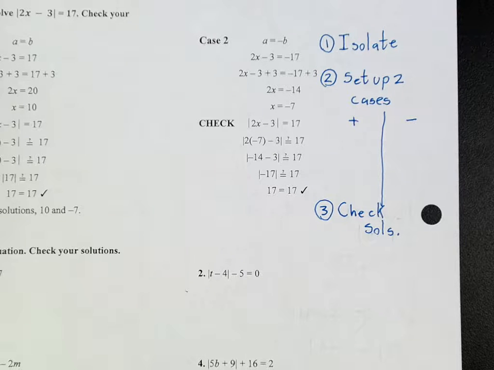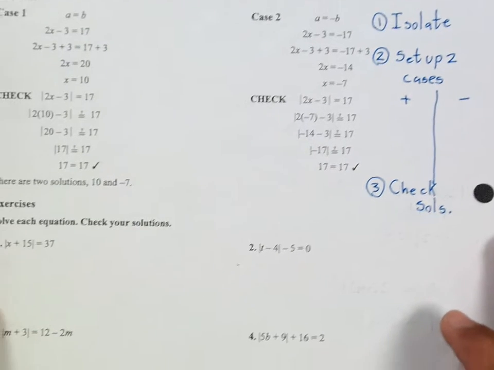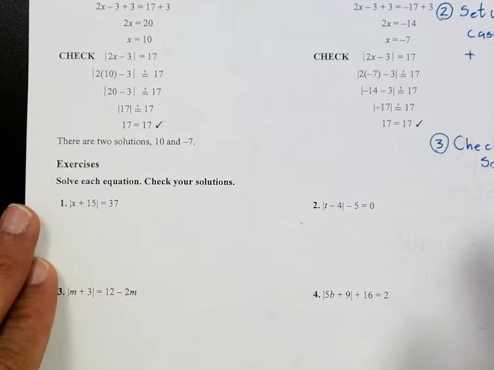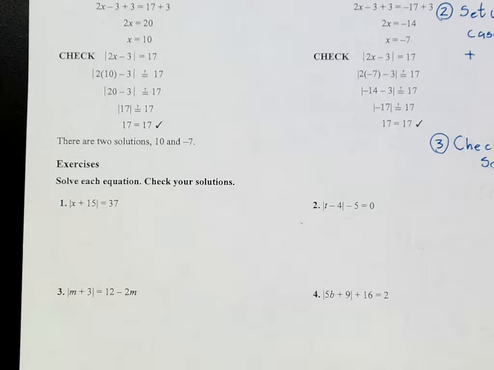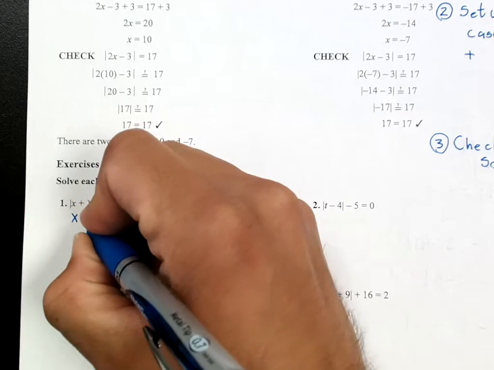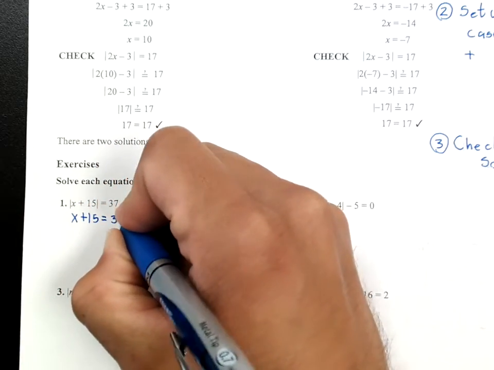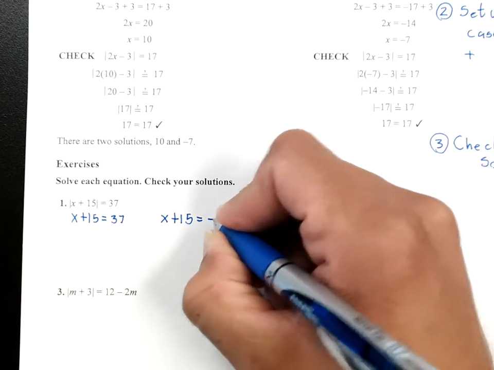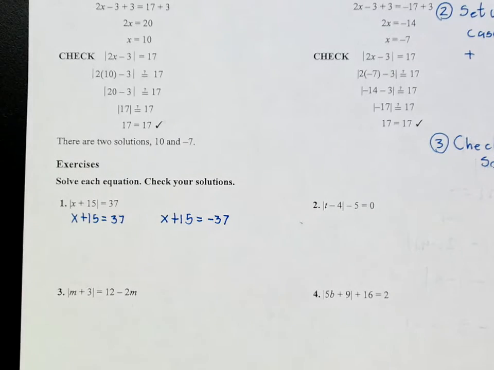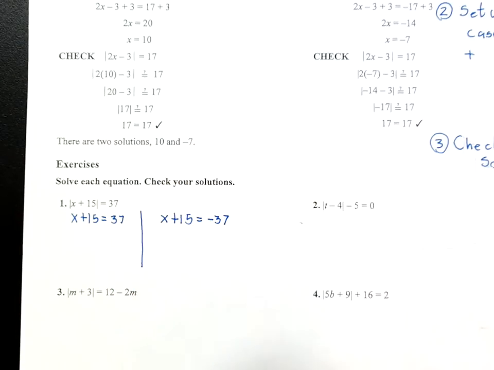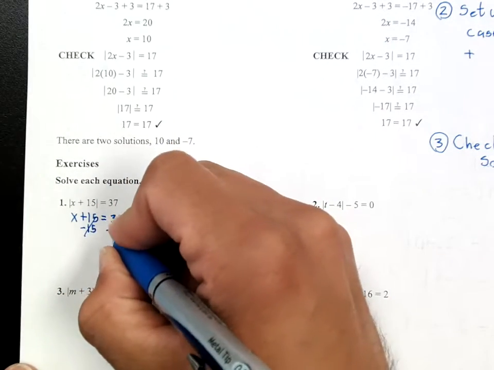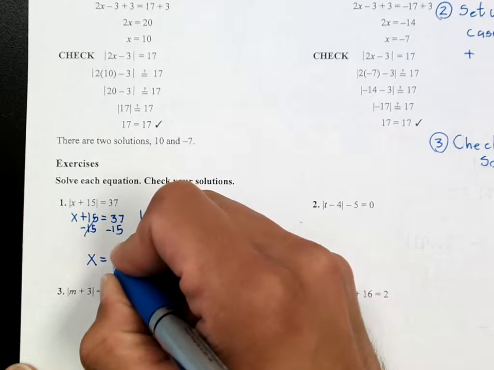Okay? All right, on number 1. Very simple. Again, we have the one on the left. We have x plus 15 is equal to 37. And on the right side, we're going to have another equation that says x plus 15 is equal to negative 37. All right, so right there we have two equations. You with me? All right, so I'm going to solve each one at a time. I'm going to solve the left side first by subtracting 15. So I have x is equal to 22.